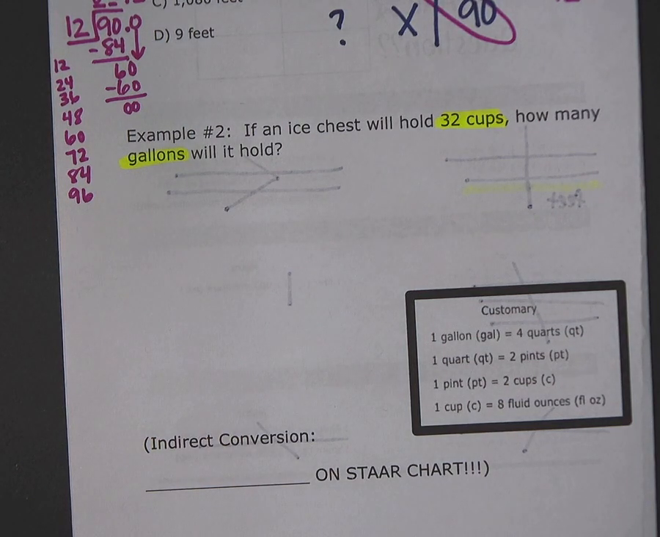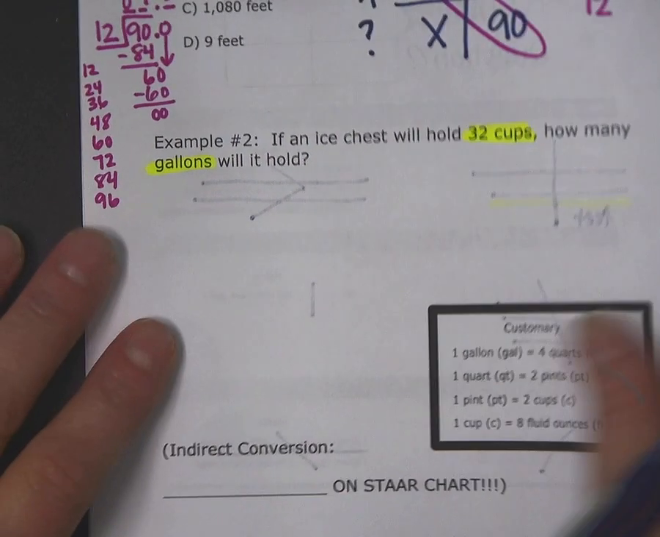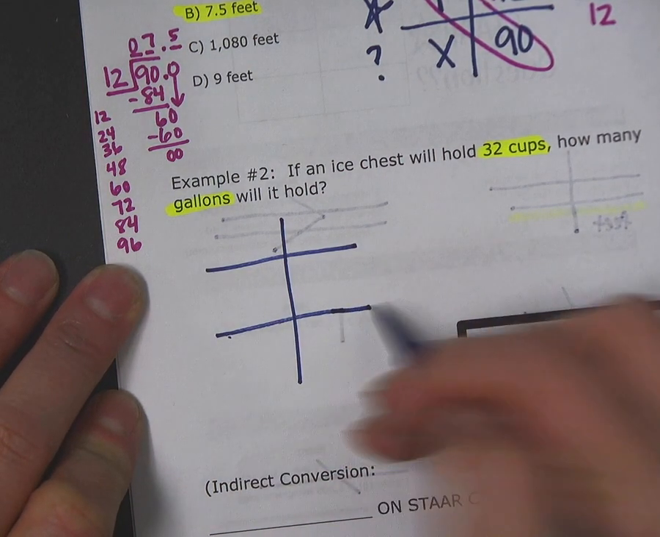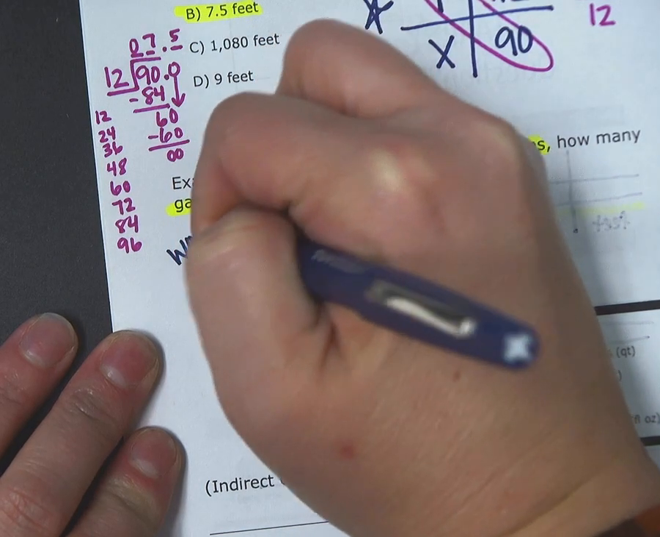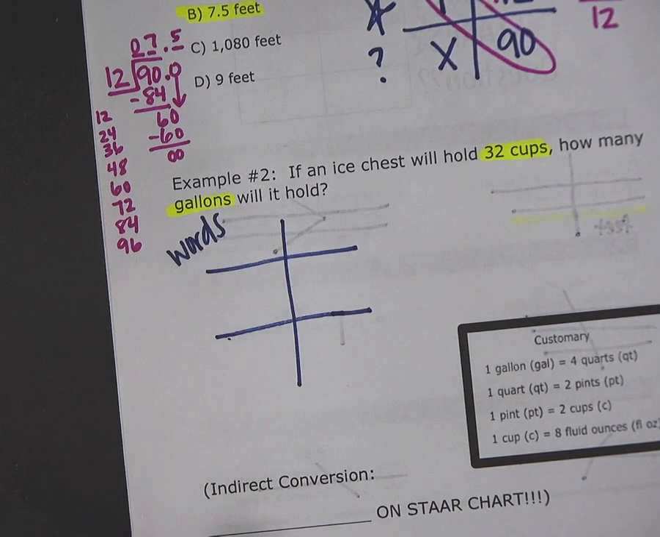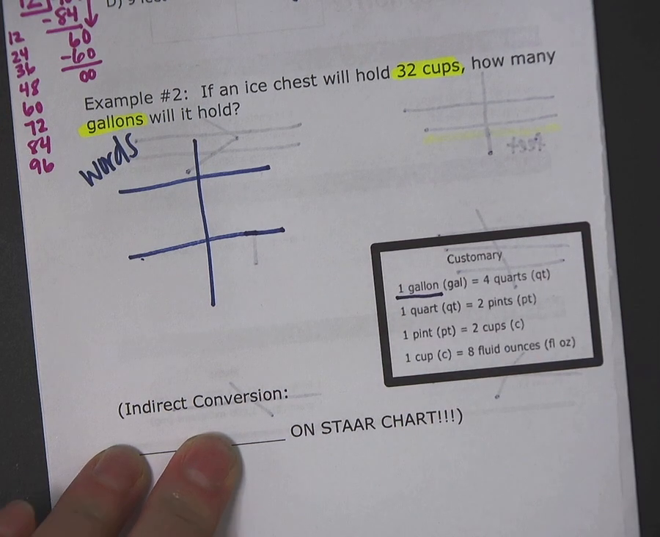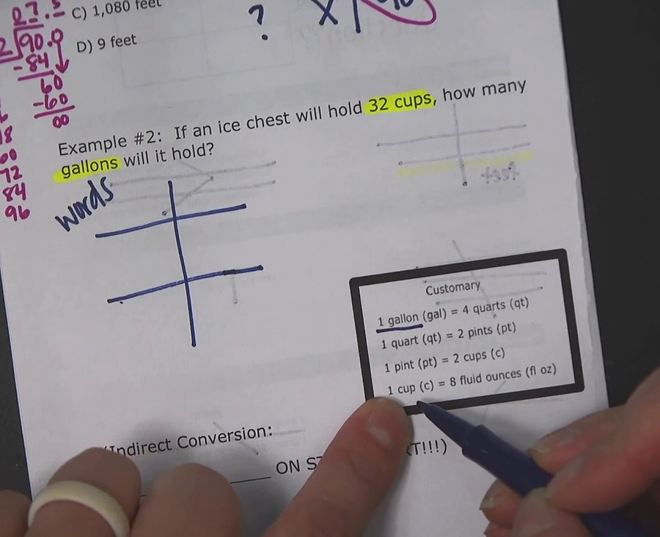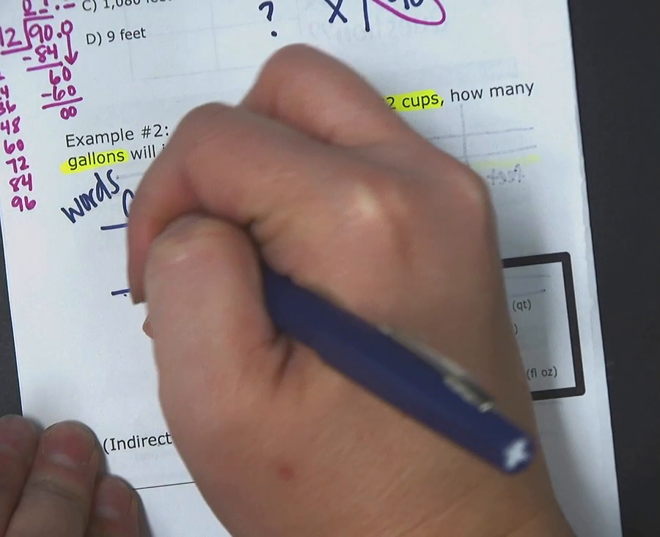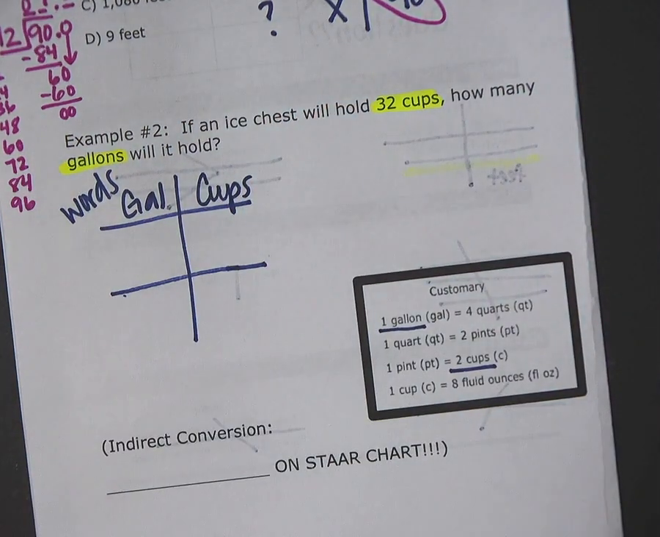Okay, so first thing I'm going to do is create my table. My table has 3 sections. The top is going to be my words, so I have cups and gallons. I have to look at my chart and see which one is on the left and which one is on the right. So here's gallons. It's the only place that says gallons. And then I have cups down here, but I also have cups on the right, which means that gallons has to be on the left and cups has to be on the right, okay?